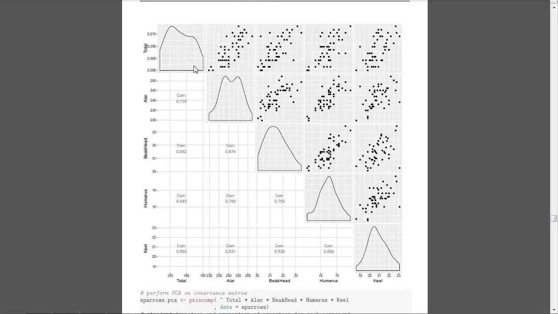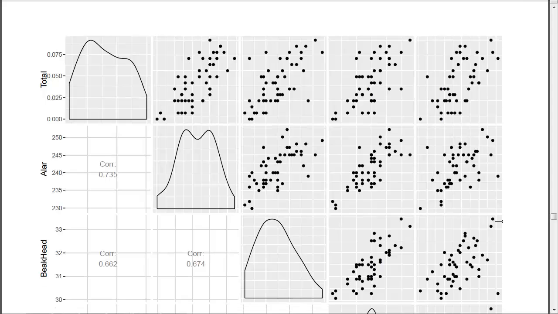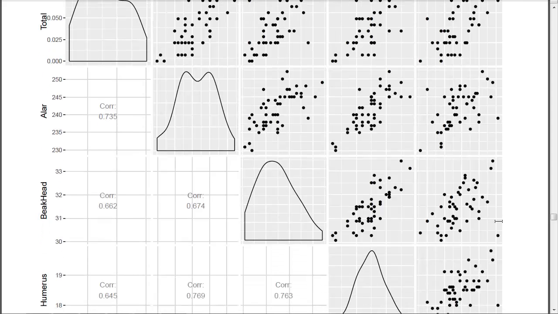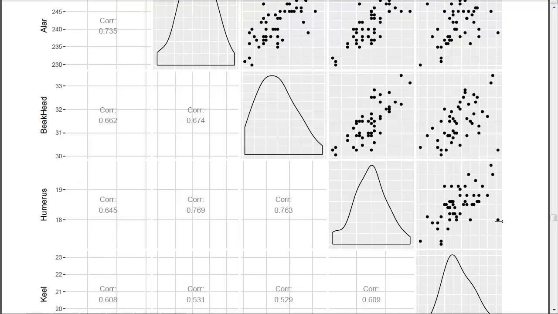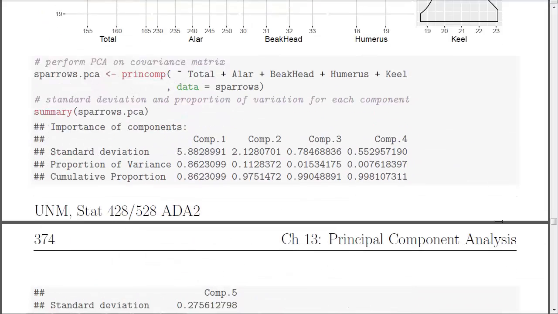The alternating variables, so total, beak head, and keel, the first, third, and fifth variables, all relate to the length variables, and then the second and the fourth relate to the wingspan. So not much to see here except that all the correlations are above 0.5 and almost as large as 0.8 for some of them.